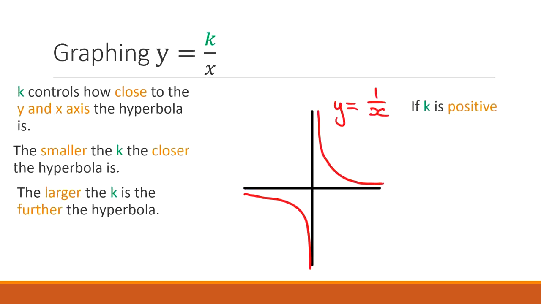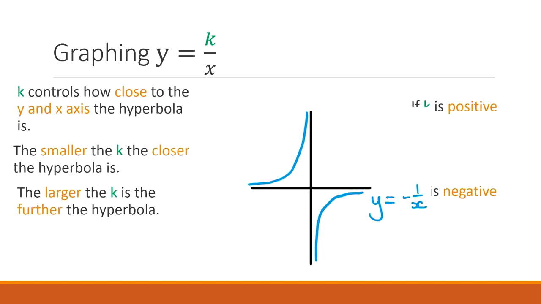Now, if your k is positive, it looks like this, where you've got it in quadrant 1 and quadrant 3. The next thing we look at is if k is negative, and as you can see there, it's in quadrant 2 and quadrant 4.